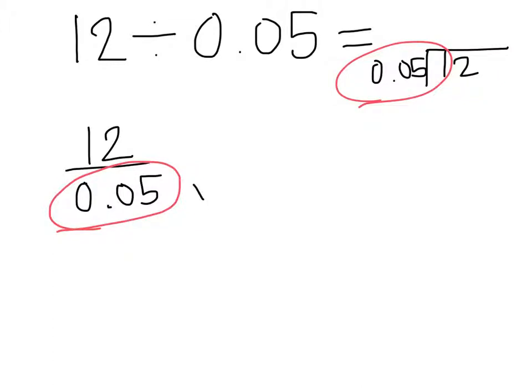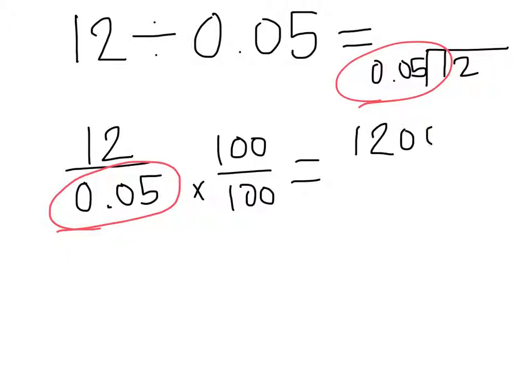So I have to multiply the bottom by 100, which means I also therefore have to multiply the top by 100. So what's 12 times 100? 1,200. And then when I multiply the bottom by 100, I simply move over 2 decimal points and I get 5. So now my new equation is 1,200 divided by 5. Can we do that? I think we can.